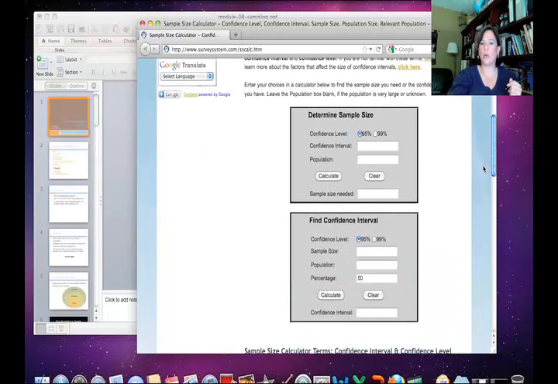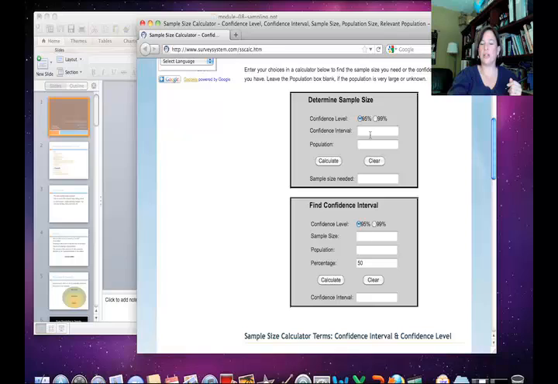This asks you right here, it's an integrated interface. What confidence level do you want? So how accurate do you want to be? 95% confidence level is the general rule of thumb. The confidence interval is plus or minus 5%, so I put a 5 in there. That's what I want. I can determine that. And I have to know what my population size is in order to select the sample size.